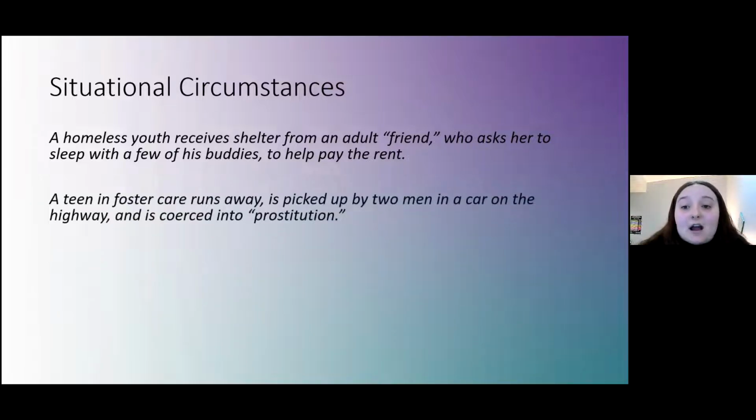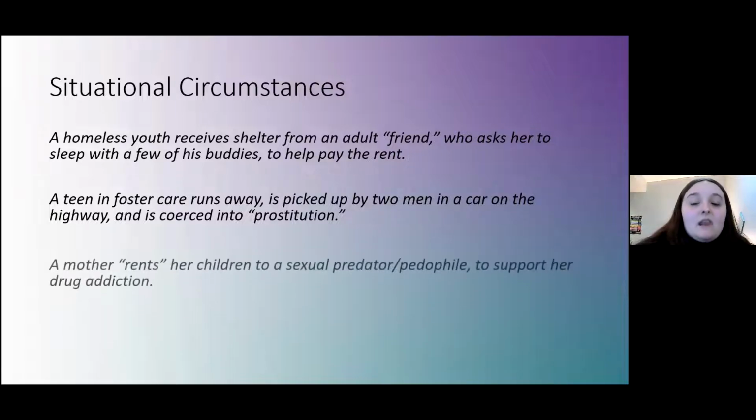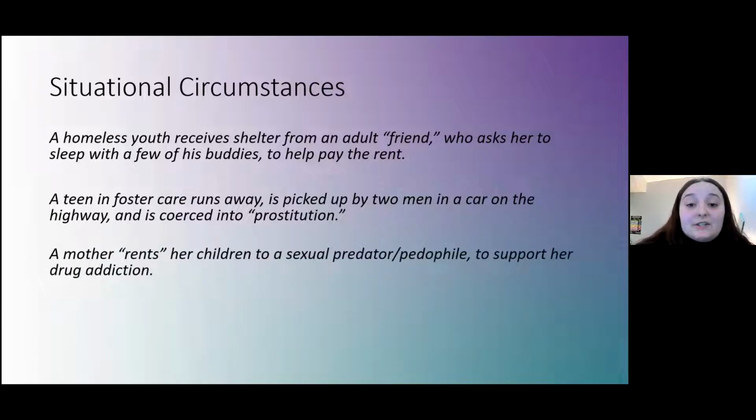A teen in foster care runs away and is picked up by two men in a car on the highway and is coerced into prostitution. So there is no such thing as child prostitution. It is child sex trafficking, always. There's no such thing. A mother rents her children to a sexual predator or pedophile to support her drug addiction.